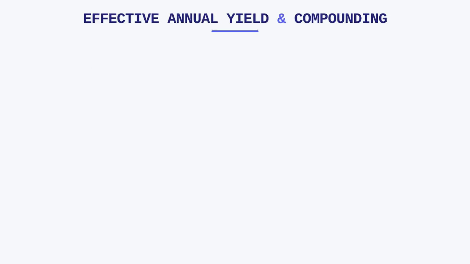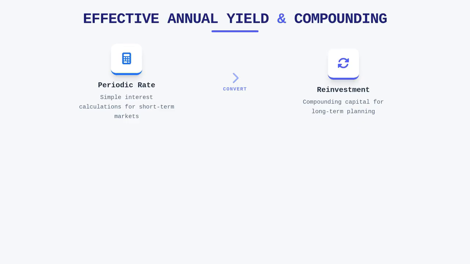Moving into the realm of effective annual yield, we encounter the necessity of compounding, which reflects the real-world growth of capital when interest is reinvested. In short-term money markets, traders often use simple interest for quick calculations, but long-term planning requires us to account for the impact of reinvestment on the overall return. The effective annual yield converts a periodic rate into an annual figure that accounts for compounding within the year.